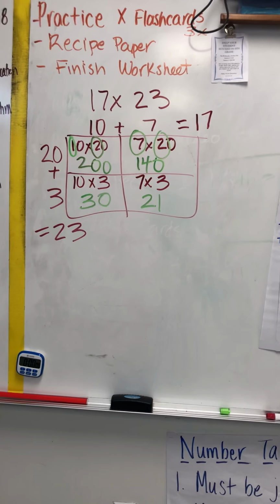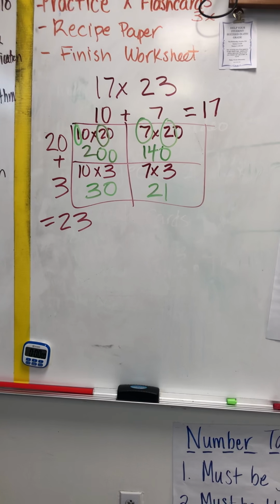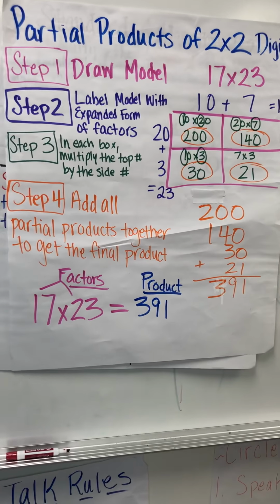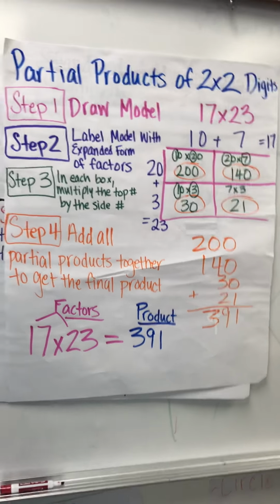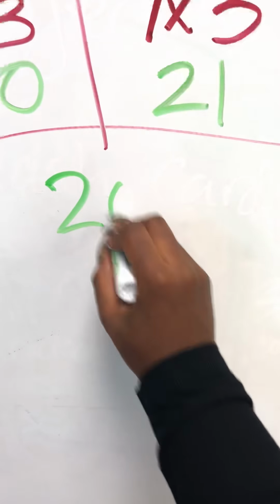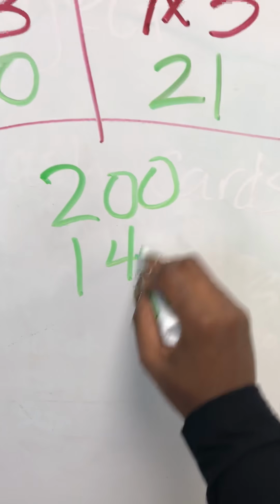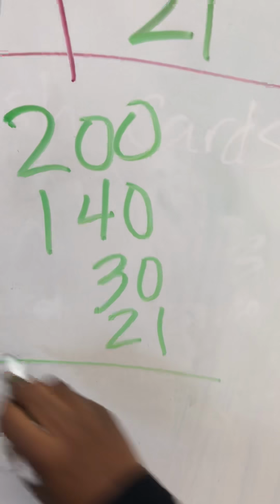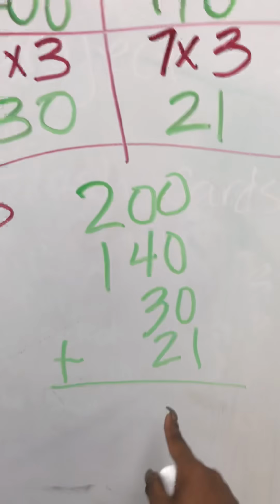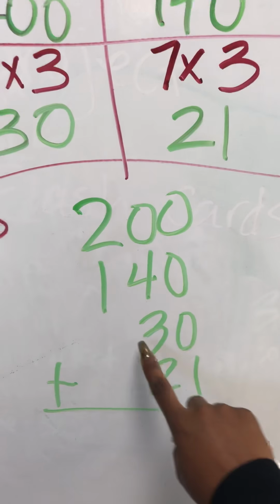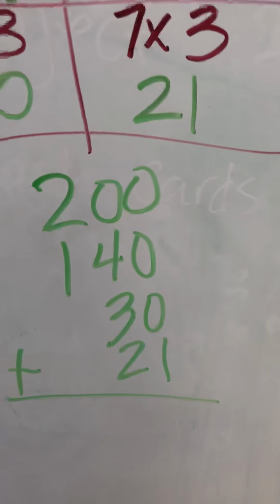I've done steps 1, 2, and 3, and now the final step that I'm going to do is in orange. I'm going to add all the partial products together to get the final product. So I'm going to add 200 plus 140 plus 30 plus 21. It is important that students line up their place values. Their 30 should not be over here. It has to be in the 1s and the 10s. Same thing with the 21.